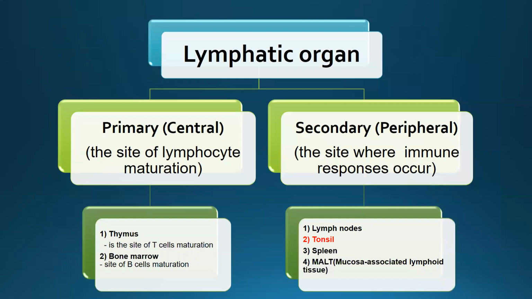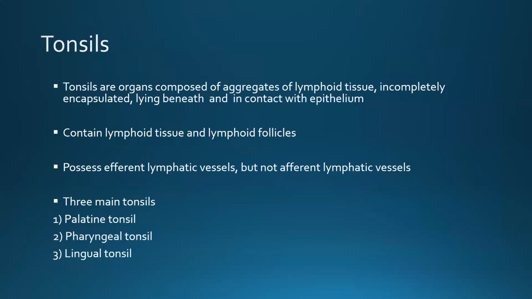Okay, now we go to the tonsil. Tonsils are organs composed of aggregates of lymphoid tissue and completely encapsulated, lying beneath and in contact with epithelium. They contain lymphoid tissue and lymphoid follicles. We have three types of tonsils based on their location: palatine tonsils, pharyngeal tonsils, and also lingual tonsil.